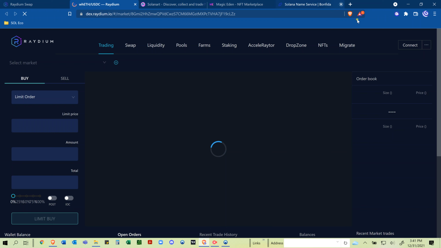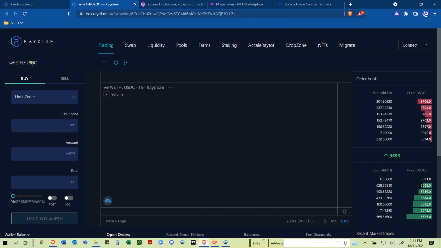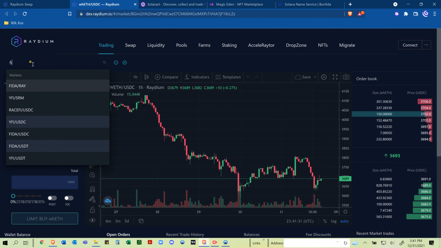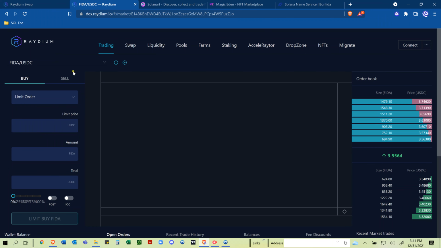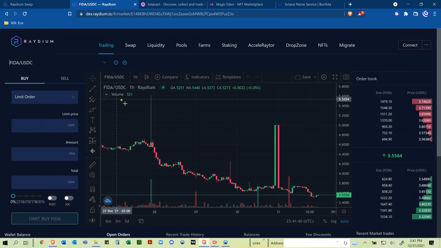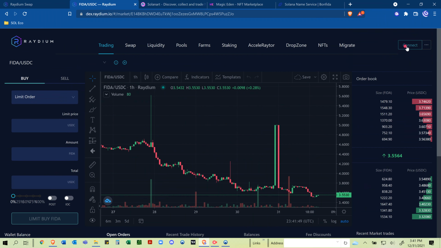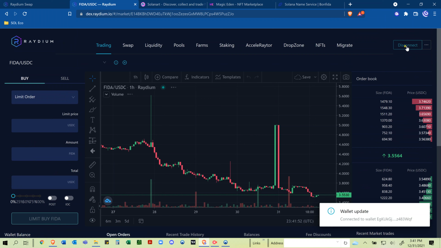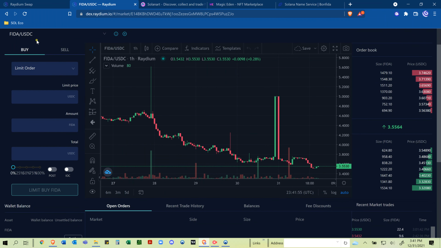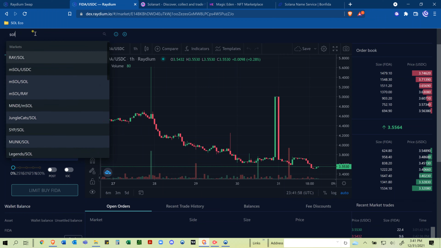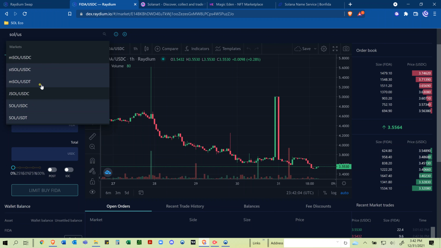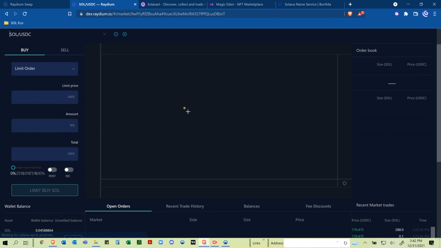Alternatively, you can go over to the trading side of the Radium, connect over here. You could look for FIDA USDC. So 3.55, see a little chart, and then you would just place your purchase. So I'm going to try to do a small one here to kind of walk you through this part. I'm going to go Sol USDC.